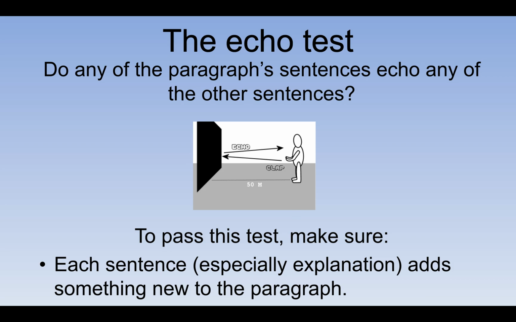Okay. Here's another test. We call this the echo test. When you run your paragraph, and again, this is for a paragraph level. Some of these tests are for paper level organization, which helps you make sure that your paper as a whole is coherent, but this is just for paragraphs. You ask, do any of the paragraph sentences echo any of the other sentences? When you run your paragraph through this test, you mostly find that you are going to be eliminating redundant or repetitive sentences that repeat stuff that's already been established.